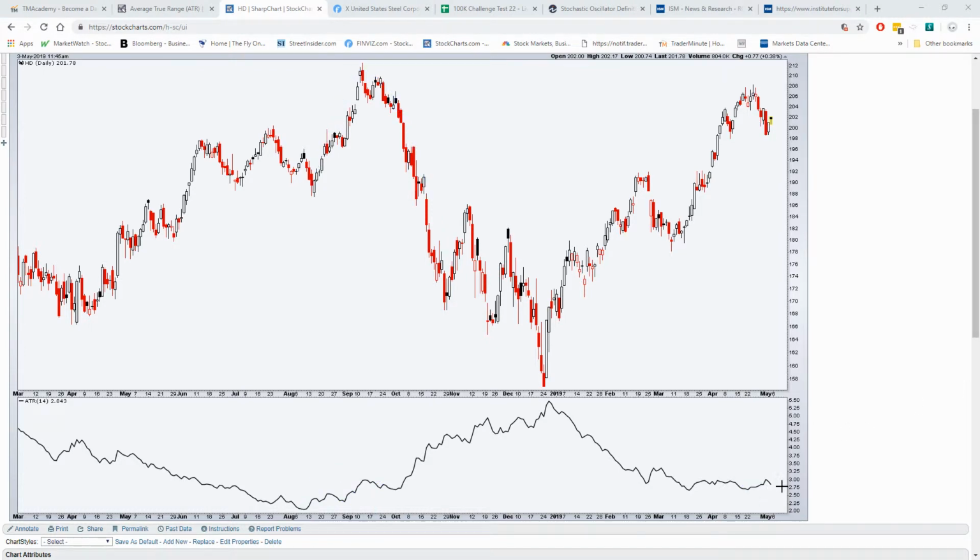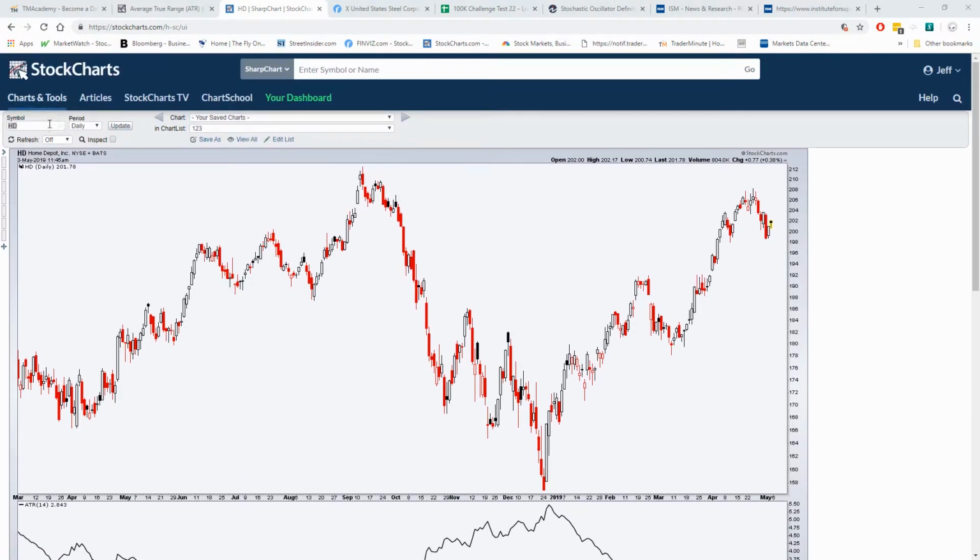Could that change? Yeah. And if we start to see the average true range bump back up above about 320, 330 here on Home Depot, yeah, we could be talking about path of least resistance significantly to the downside. You'll notice I'm not using average true range as some sort of entry trigger or exit trigger. What is the story? Well, the story is path of least resistance. When average true range is rising, path of least resistance is lower. When average true range is falling, path of least resistance is higher.